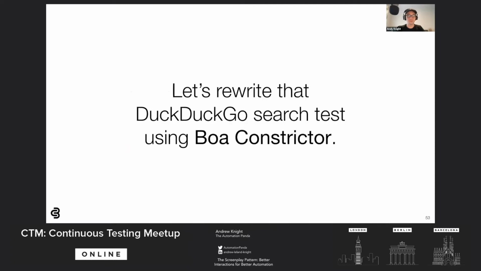So let's rewrite that DuckDuckGo search test from before using Boa Constrictor. As you watch this talk today, just follow along with the code. If you want to get hands-on with the code, which I strongly recommend afterwards, go to the Boa Constrictor doc site. There's a full hands-on tutorial in 3 parts with Web UI and REST API. That's the best way to learn Boa Constrictor.